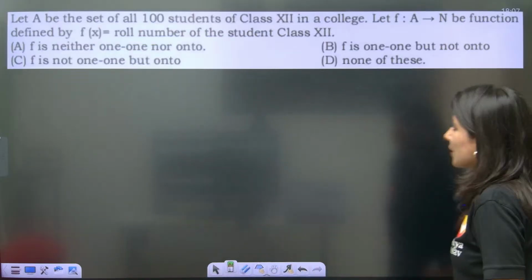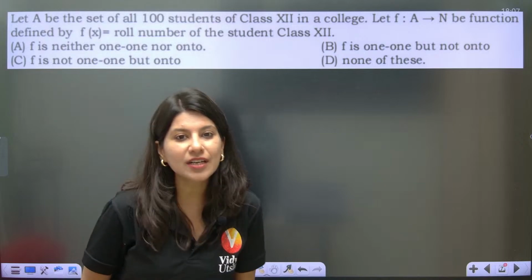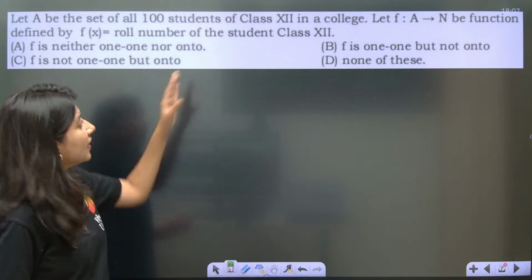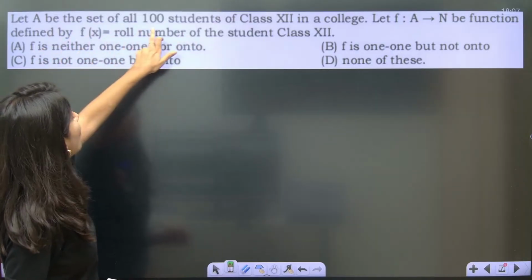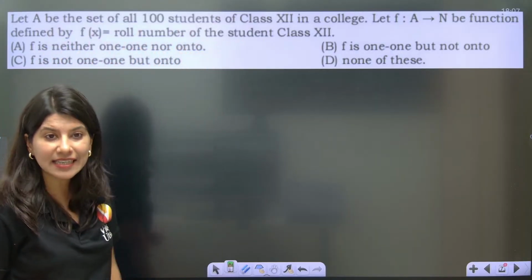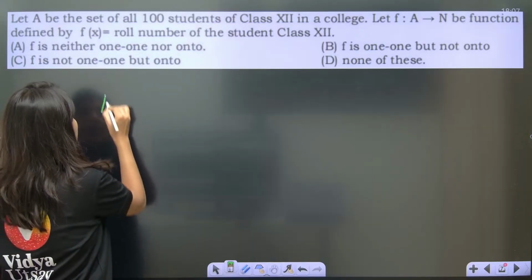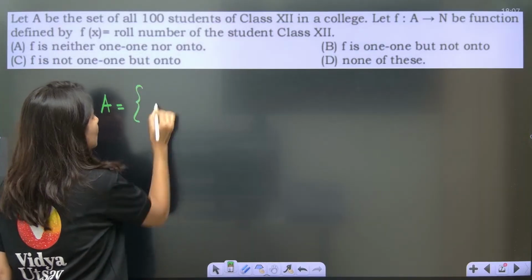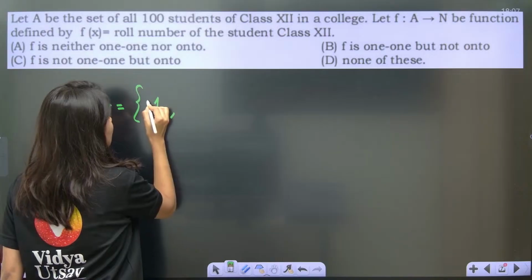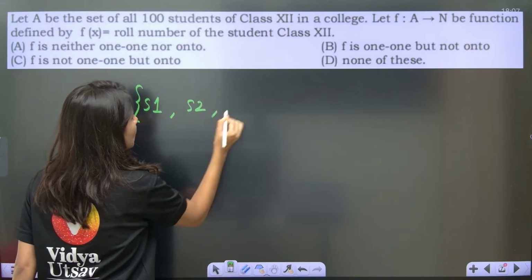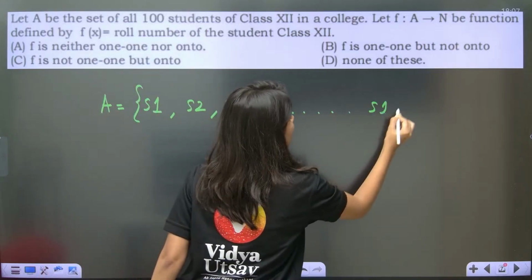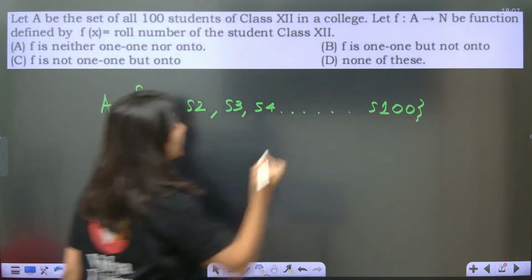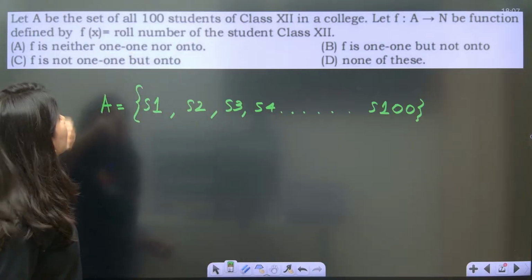All right, next question on your screen, relations and functions again. This question says, A is the set of all 100 students of class 11. So A is having 100 students, student number 1, suppose S1, S2, S3, S4 and all the way up to S100. This is your set A, as given in the question.